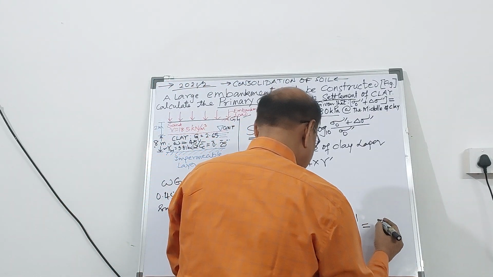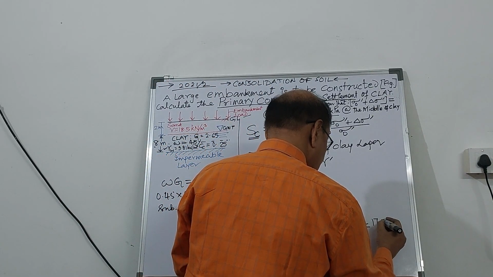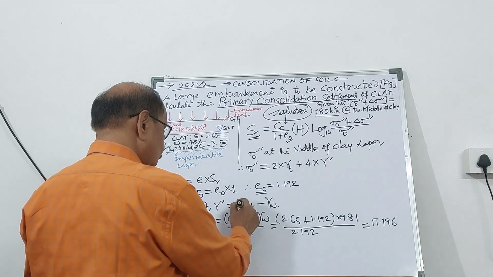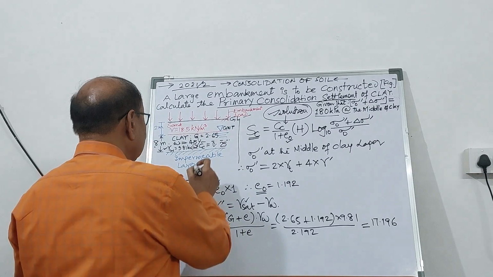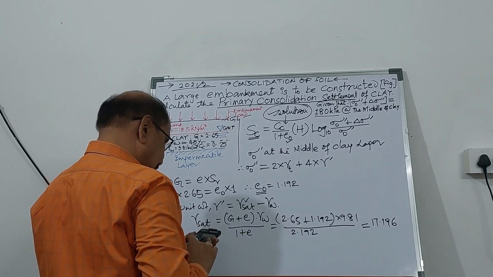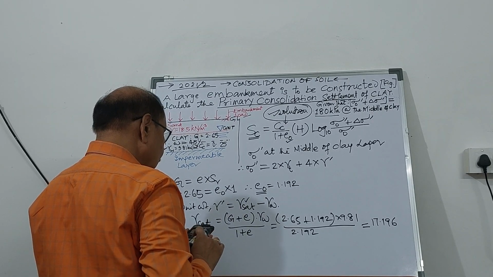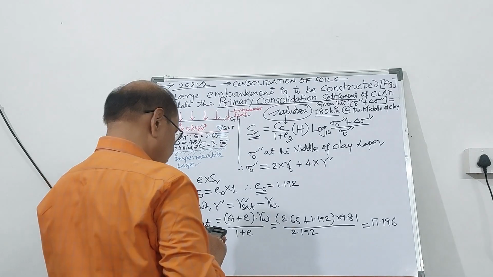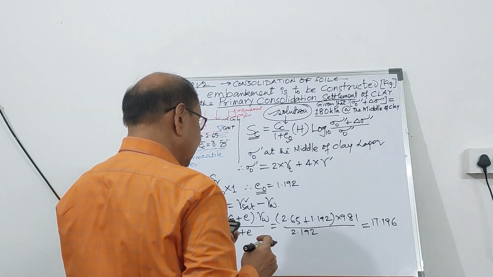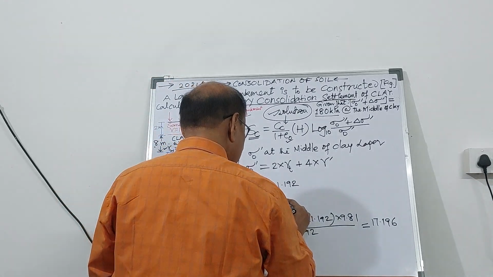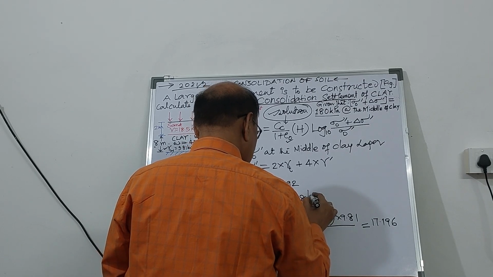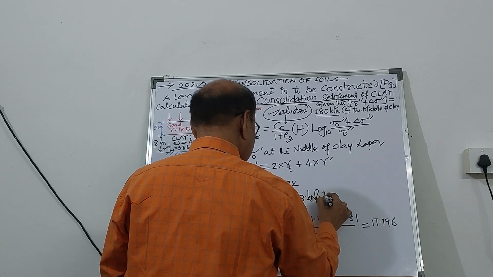This gives you 17.196 kilonewton per cubic meter. So gamma sat you have calculated, and gamma W is already given over here. So minus 9.81 is 7.38. So gamma prime becomes 7.38 kilonewton per cubic meter.